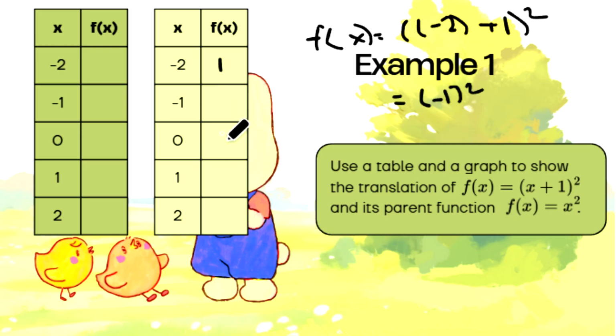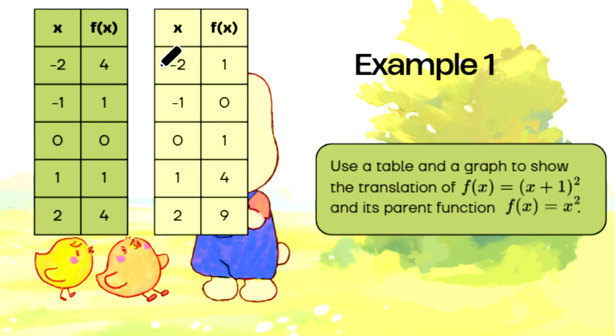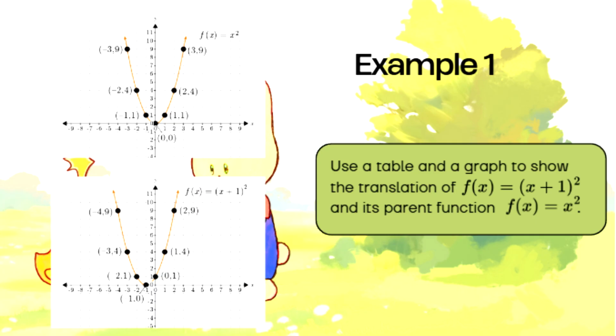Okay, you would do that all the way down this one. And then for the parent function, it's just x squared. So -2 times -2 becomes 4. -1 times -1 becomes 1. Okay, and you end up filling out both of your tables with all of your values. Then these are now coordinate pairs. So this first point is (-2, 4), and you would graph each of these.